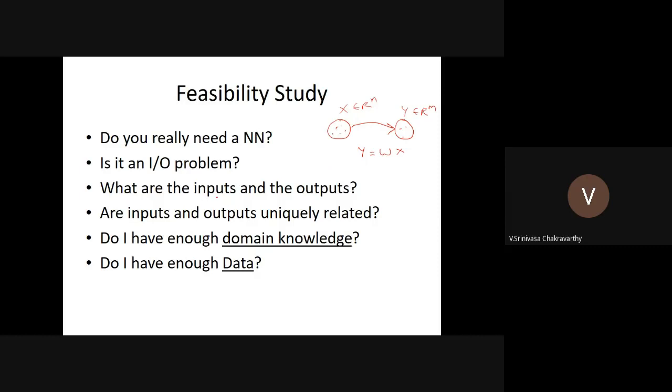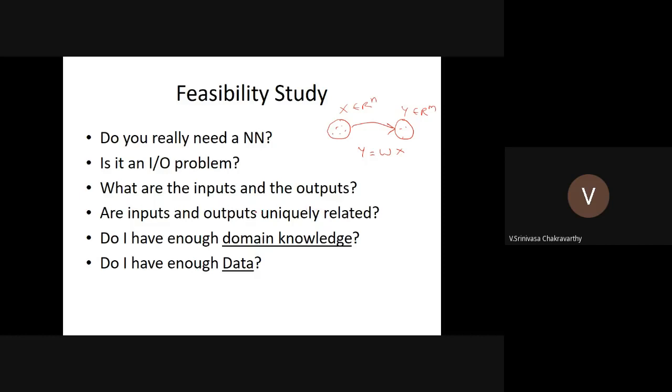You should be able to define the inputs and outputs very clearly. And are the inputs and outputs even uniquely related? Even physically, does it make sense to link these two? For example, if you want to build a neural network model relating sunspot activity with Infosys stocks or something like that, it doesn't make any sense. They're physically unrelated. You can take some data from both these sources and crunch some network, and you'll get some performance. You can write papers about that also. But it's stupid. It doesn't make any sense.